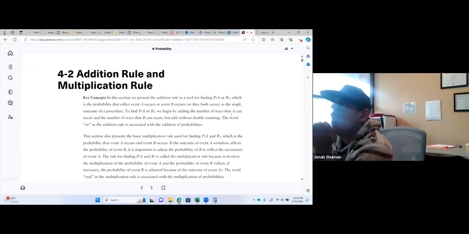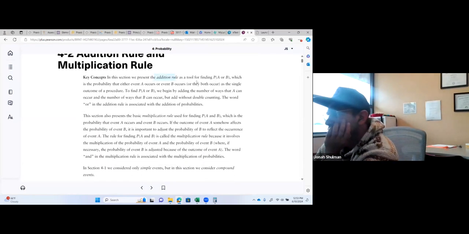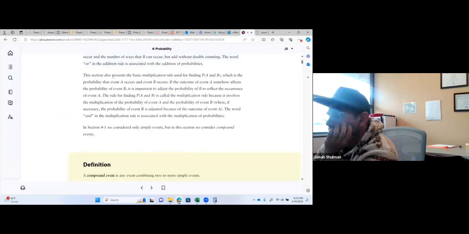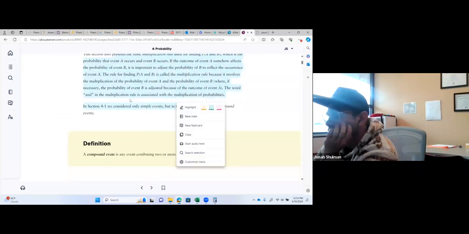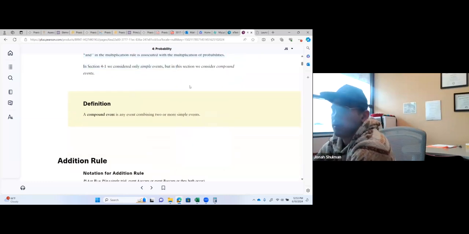Here we go. All right, so as I said, addition is A or B. So A occurs or B occurs, which is easier. So to find A or B, we're going to be adding. That's usually the best way to think about it. And the multiplication is A and B. Nothing too crazy. So we're talking about compound probability.